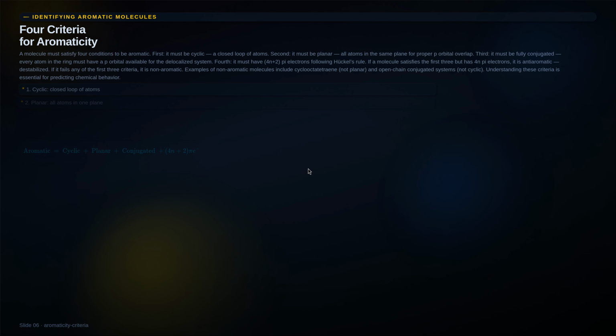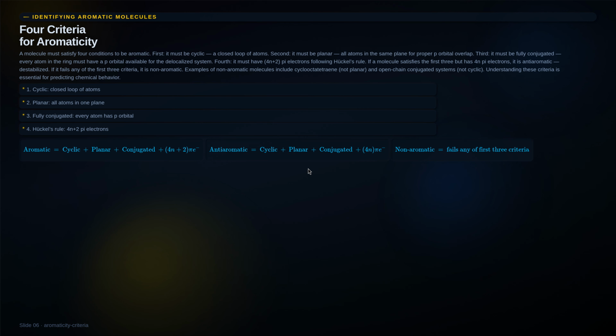A molecule must satisfy 4 conditions to be aromatic. First, it must be cyclic, a closed loop of atoms. Second, it must be planar, all atoms in the same plane for proper p orbital overlap. Third, it must be fully conjugated. Every atom in the ring must have a p orbital available for the delocalized system. And fourth, it must have 4n plus 2 pi electrons following Hückel's rule.